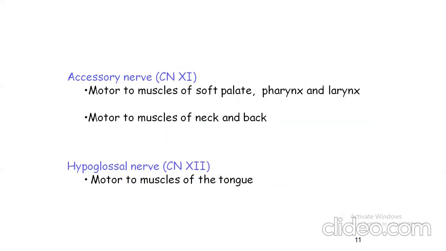Next one is cranial nerve 11, which is the accessory nerve. The motor to muscles of soft palate, pharynx and larynx. Motor to muscles of neck and back. Next one is cranial nerve 12, which is the hypoglossal nerve, motor to muscles of the tongue.